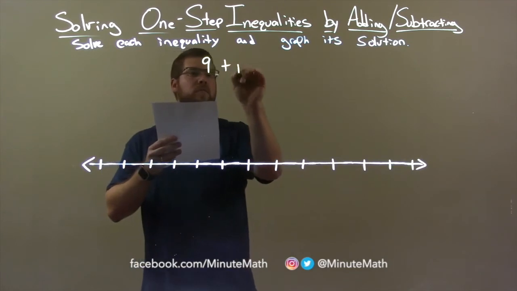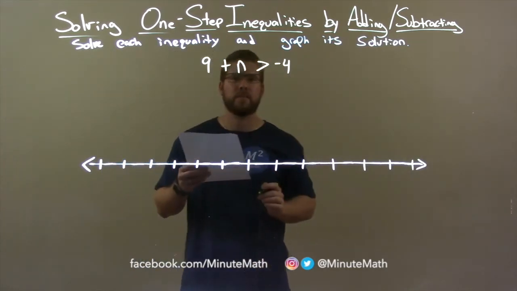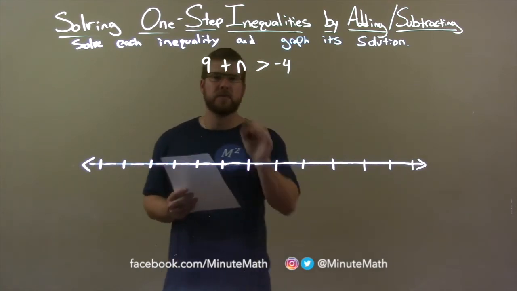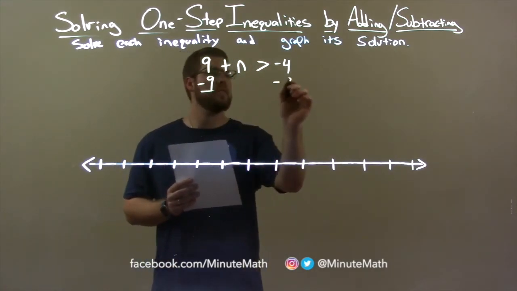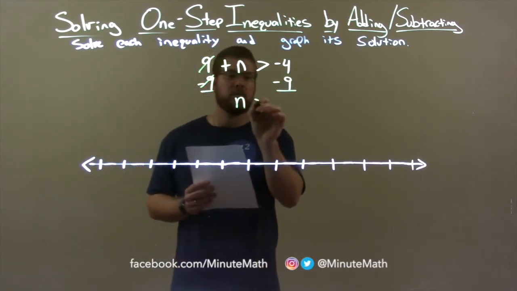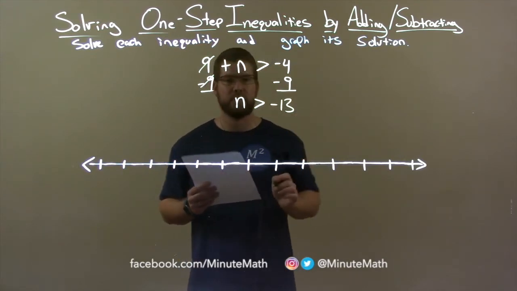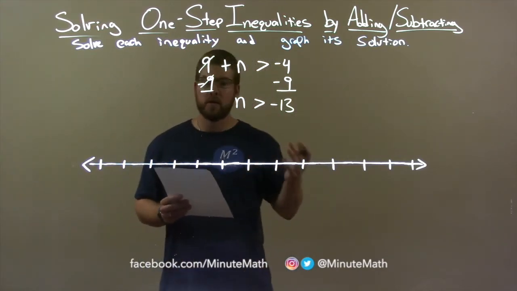9 plus n is greater than negative 4. Well, I want to get n by itself. I subtract 9 from both sides to do that. The 9's cancel, n is now by itself. It's greater than negative 4 minus 9, which is negative 13. So now we have our inequality, we need to graph it.